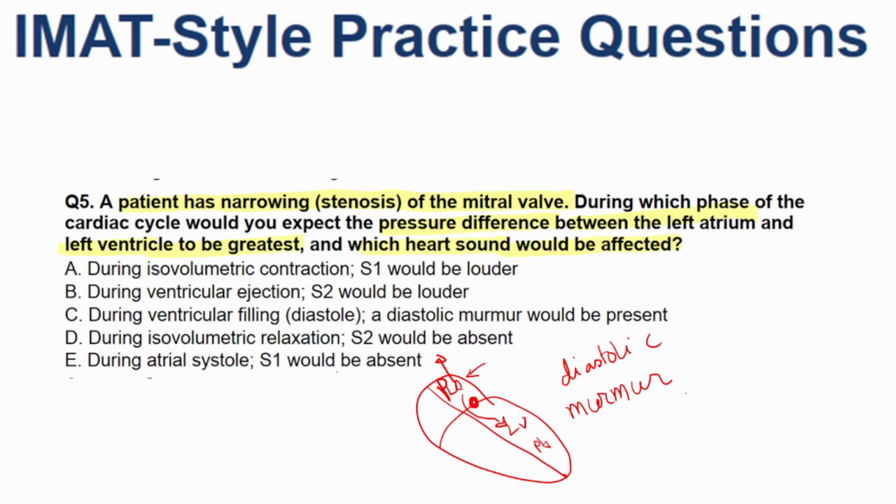So the correct answer would be option C. During ventricular filling or diastole, a diastolic murmur would be present. Let's briefly rule out the other options to ensure a complete understanding.